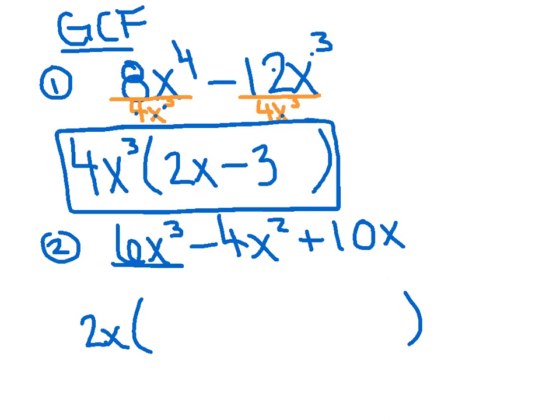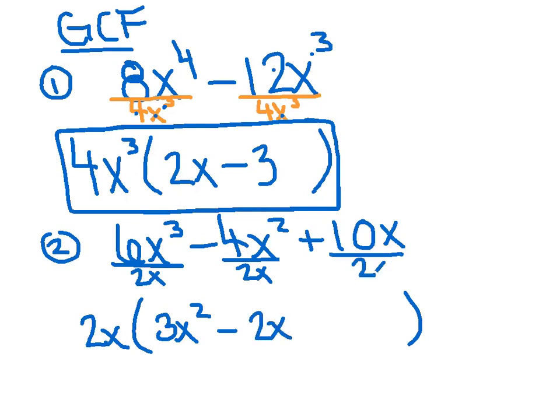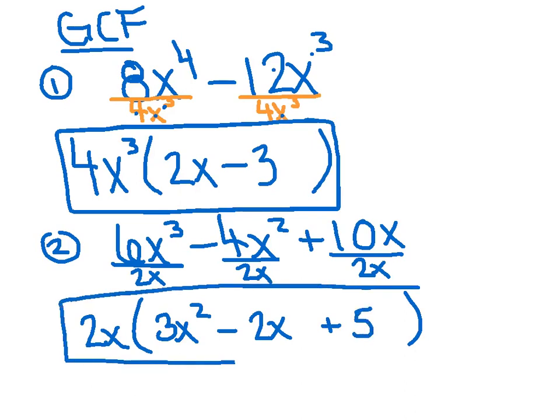If I divide the 6x cubed by 2x, I'll be left with 3x squared. If I divide the middle term by 2x, I'll be left with 2x. And last but not least, if I divide the 10x by 2x, I'll be left with a plus 5. And that is my final factored answer. We would ask ourselves if we could factor this trinomial any further, perhaps with a guess and check method, but I did not have any luck doing so, so we would say that this one's factored completely.